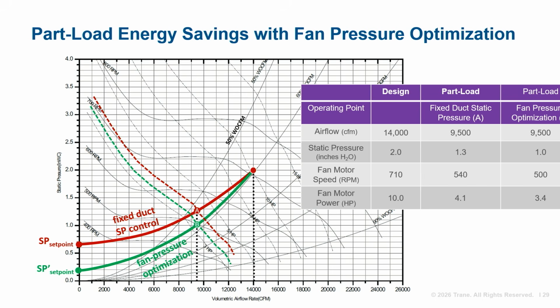Of course, less static pressure, less RPM, and less fan motor power means less energy. The area between these two curves represents the energy savings at part load. Fan pressure optimization has several benefits. First is that it reduces supply fan energy use. At part load airflows, the supply fan operates at a lower static pressure and uses less energy than if controlled to a constant duct static pressure setpoint.